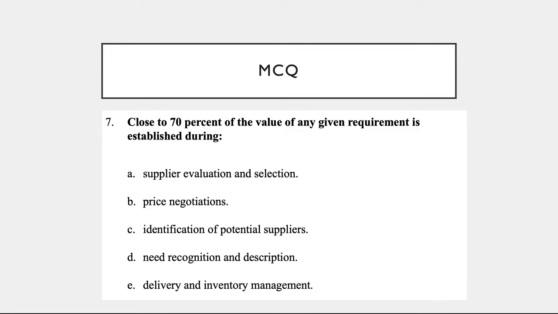Question number 7. Close to 70% of the value of any given requirement is established during A. Supplier evaluation and selection. B. Price negotiation. C. Identification of potential suppliers. D. Need recognition and description. And E. Delivery and inventory management.